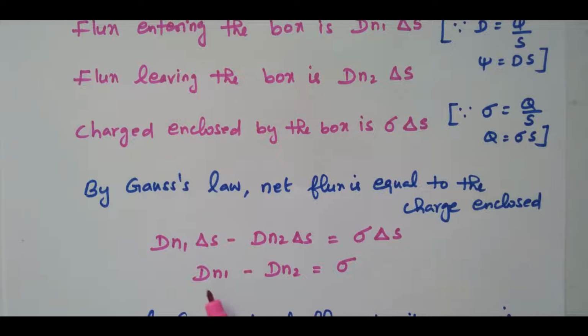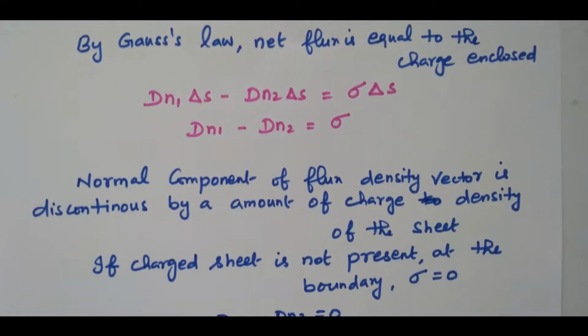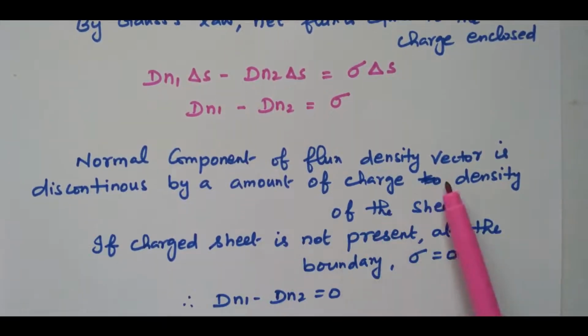So what we got? This dN1 and dN2 are not equal. That depends upon the charge. So if any charge is available at the boundary, the flux density vectors are not equal. It will differ. That is the relation we have. The normal component of flux density vector is discontinuous by an amount of the charge density of the sheet. Right? They are not continuous. The flux entering is not the flux leaving. There will be some discontinuity, due to the charge density.